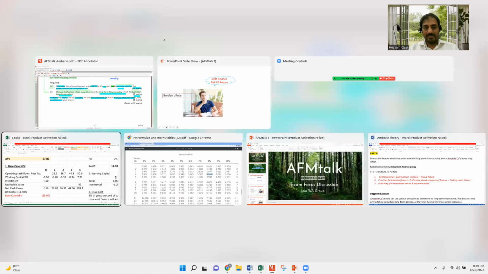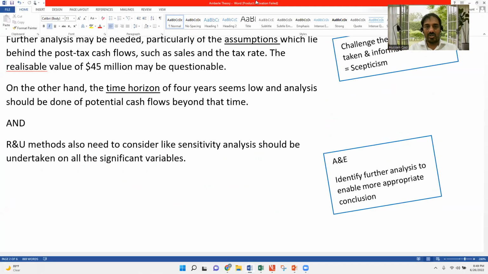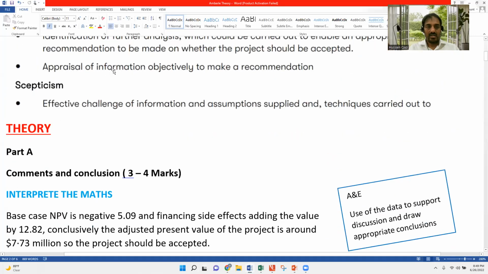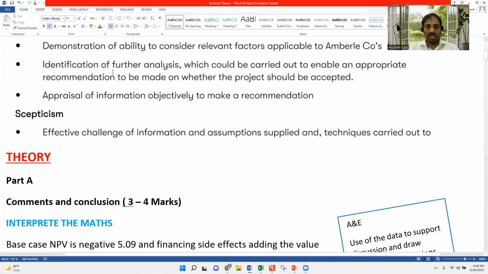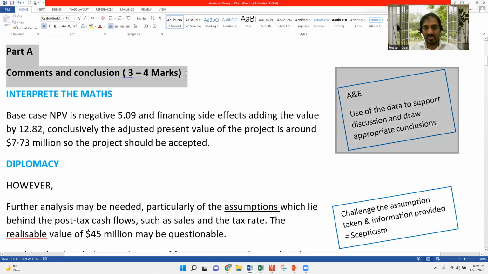Now the point is, sir, if we are going towards the theory, the theory part about the comment and conclusion, that is about 3 marks. Are you people with me?